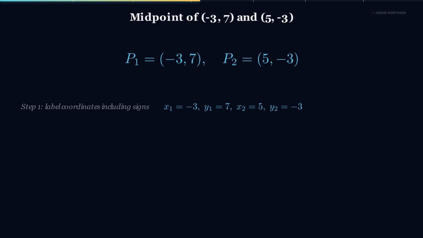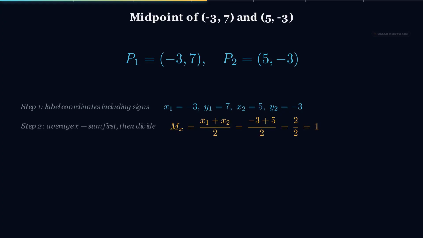Let (-3, 7) be point 1 with x1 equals -3 and y1 equals 7. Let (5, -3) be point 2 with x2 equals 5 and y2 equals -3. The labels are again arbitrary because addition is commutative. Step 2. Compute the midpoint x-coordinate. Average the two x-coordinates: x1 plus x2 over 2 equals -3 plus 5 over 2 equals 2 over 2 equals 1. The midpoint x-coordinate is 1.